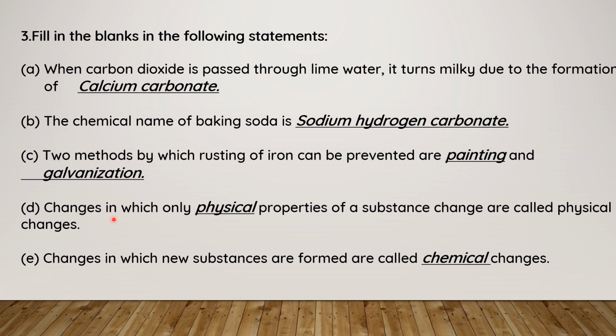Next one, changes in which only dash properties of a substance change are called physical changes. Only physical properties change, we can call it a physical change. Chemical property change, we can call it a chemical change. Changes in which new substances are formed are called chemical changes. So all these answers you can also write in your textbook.